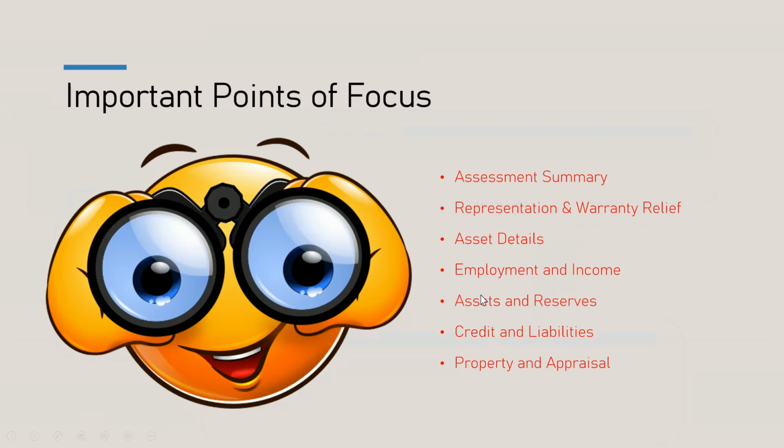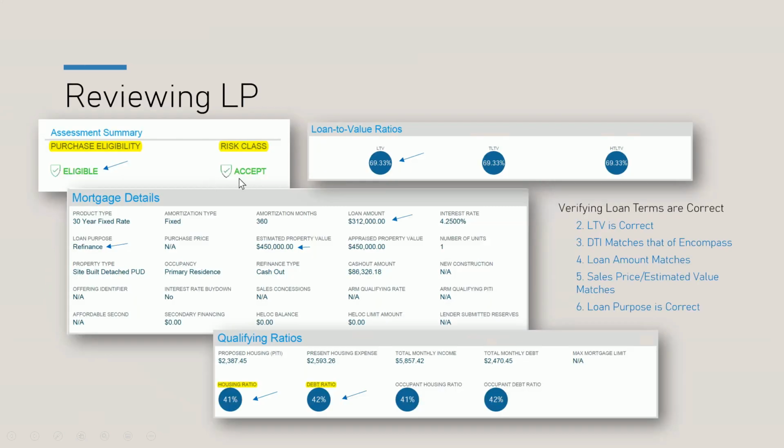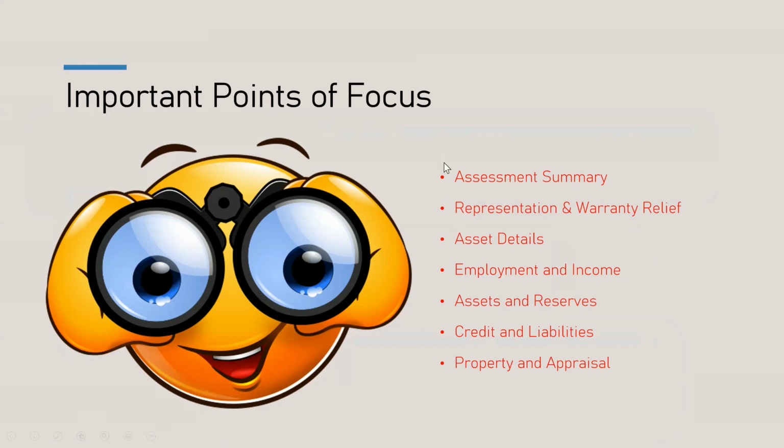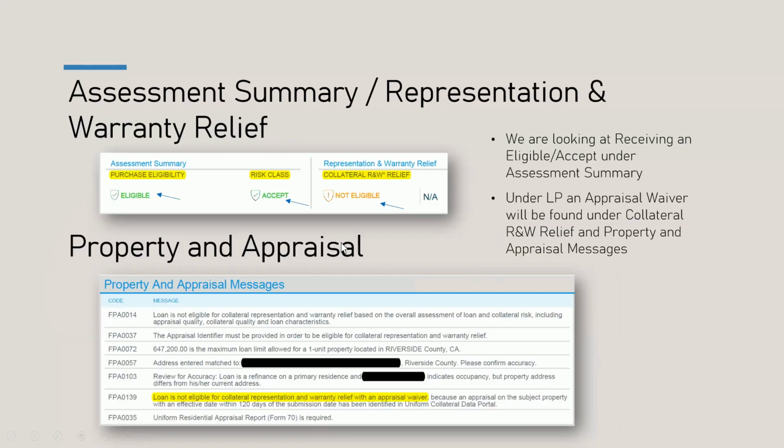So points to look at here in an LP, your assessment summary, which is what we were looking at up here, your representation and warranty relief. I did not put that one there. Your asset details, employment and income, assets and reserves, credit and liability, and property and appraisal. LP is a little easier to read only because it's kind of like a checklist, which I love. So we're going to dive into that.